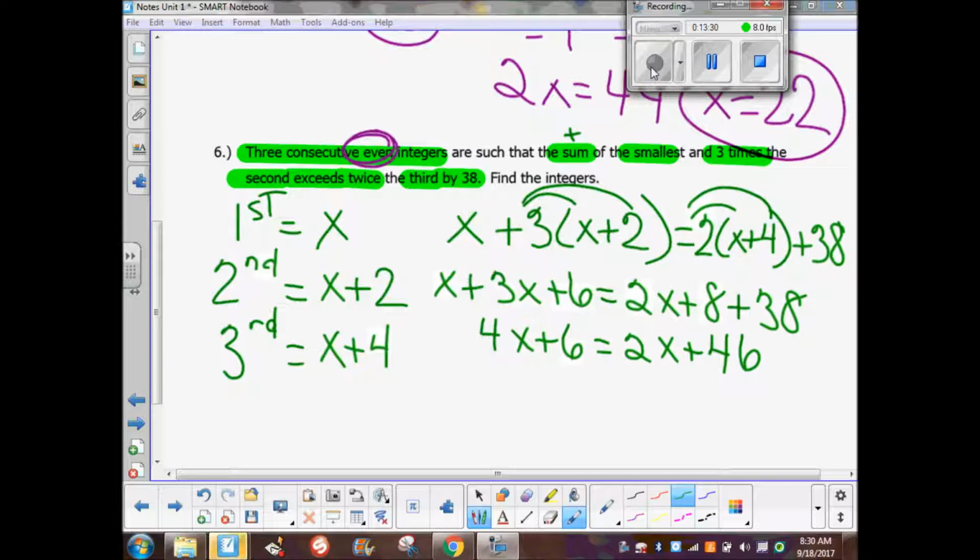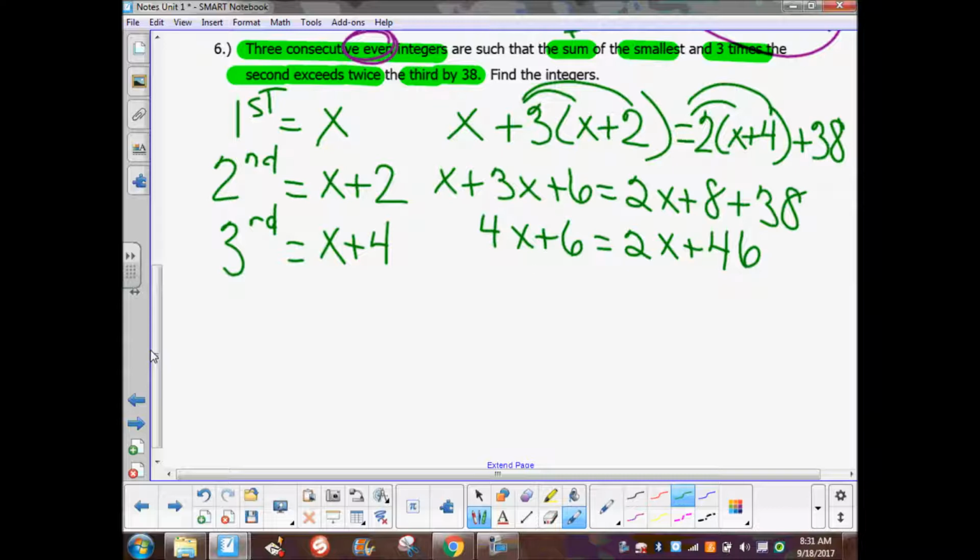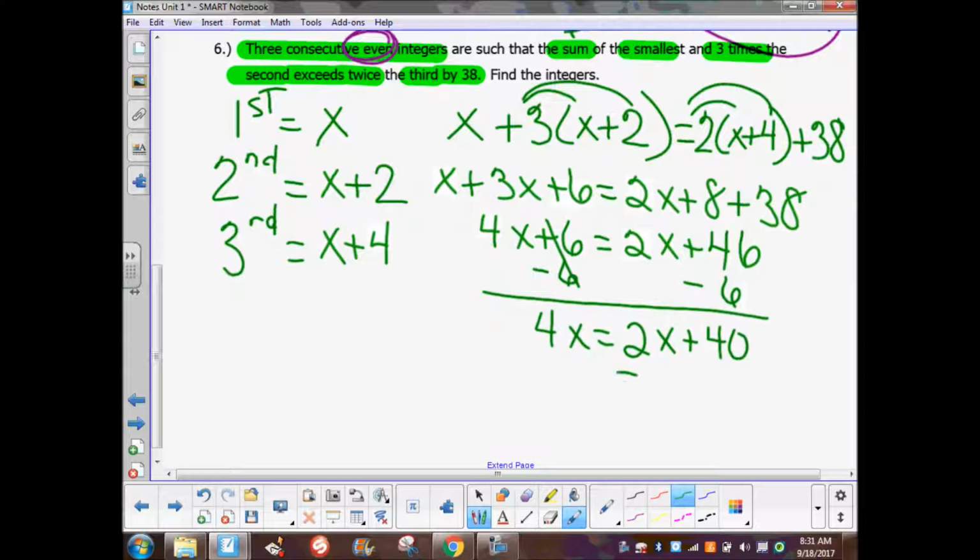You guys are great with showing your work on the quiz. Okay? Everybody that showed work did really, really well. So now I'm going to subtract 6. And then subtract 2x.